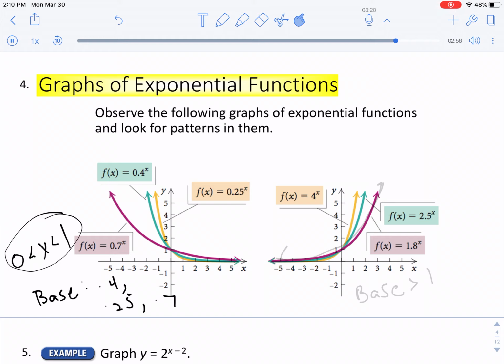So your base is between 0 and 1, and that makes it what is called exponential decay, and that's because from left to right the curve goes down. The next one, notice that all of the bases are greater than 1. So you've got a 1.8, a 2.5, and a 4. And all of these from left to right are going up. So that's called exponential growth.